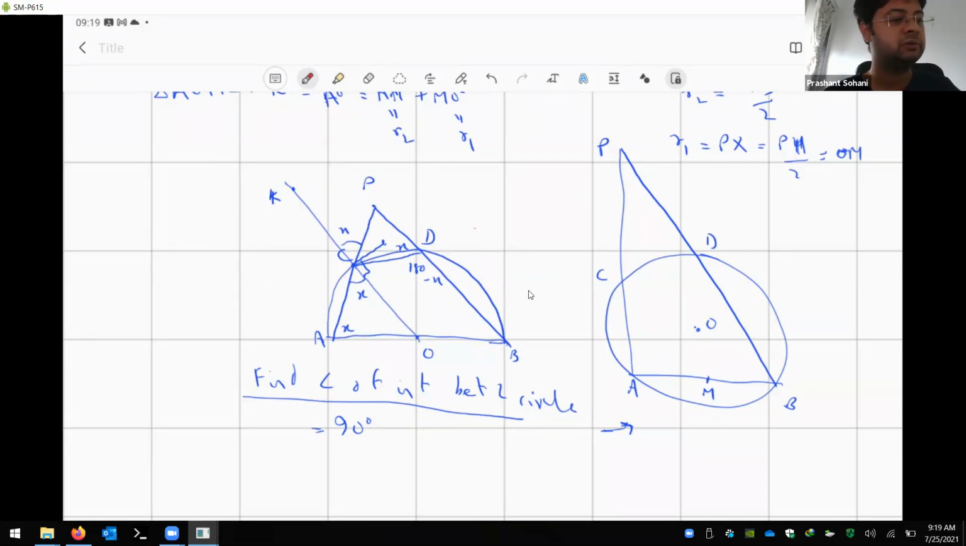Okay. So is the problem clear for everybody? Now I want to find the angle of intersection between this red curve and the blue circle. And the angle of intersection we have defined last time: it is the angle formed by the tangents at the point of intersection.